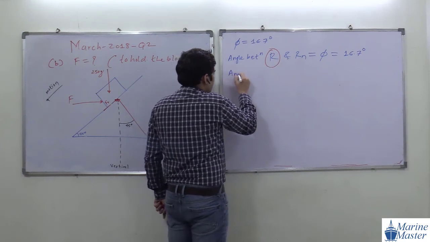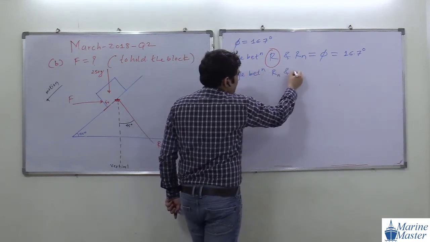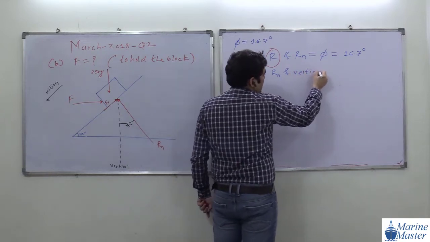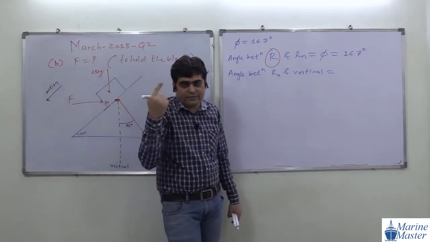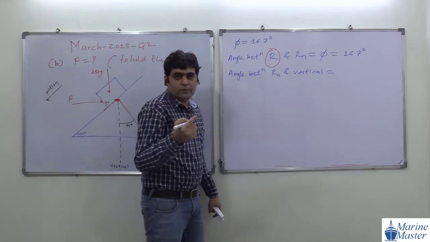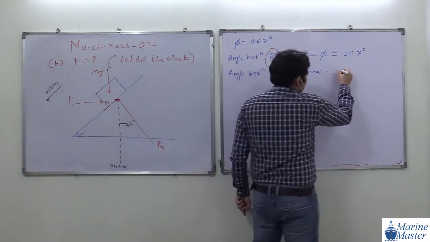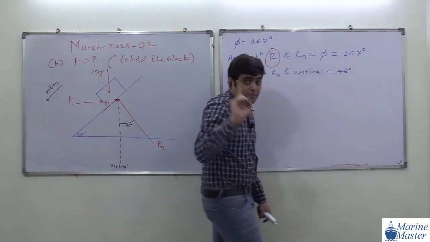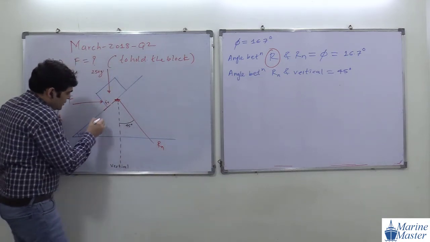So now next question. What is the angle between Rn and vertical in this scenario? Rn, 45 degree. Very good. This angle is 45 degree. Okay, good. Now try to see the scenario.